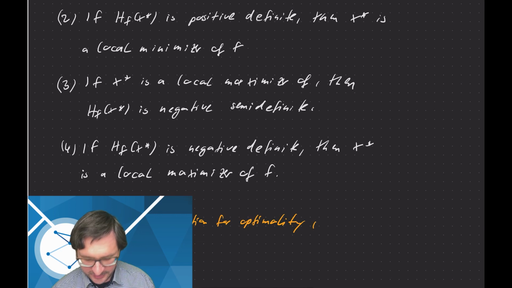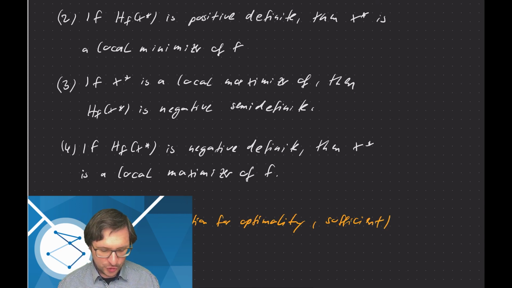And this time it's actually not just a necessary condition, it also gives us a sufficient condition, at least the parts 2 and 4. Okay, so this concludes this characterization. Next we're going to see a few examples, and we'll have a look at how we can find out computationally whether a matrix is positive or negative definite or not.